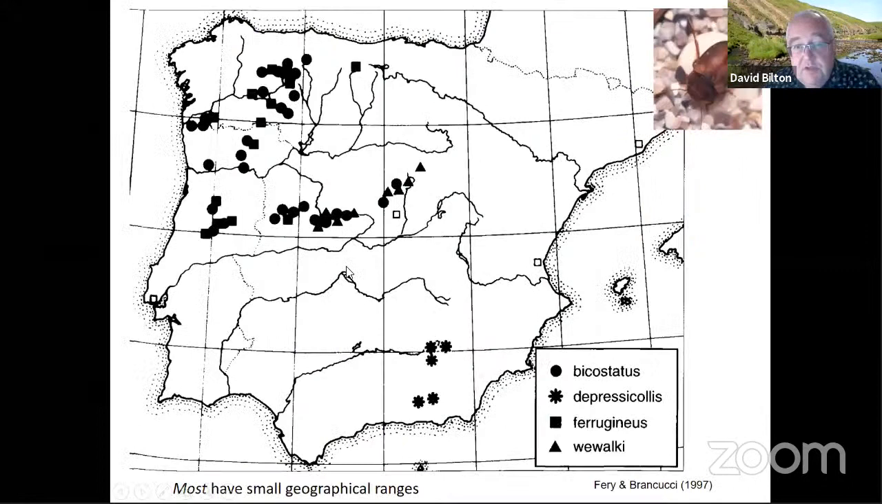If we look at other species within the genus, which is within this bicostatus grouping, we find that their taxa are restricted to individual parts of southern Europe, in this case parts of Spain and Portugal, or indeed individual mountain ranges in southern Europe, such as this one, Depressicollis, which is only found in some of the Sierras, some of the mountains of the most southern regions of Spain, of central Spain.